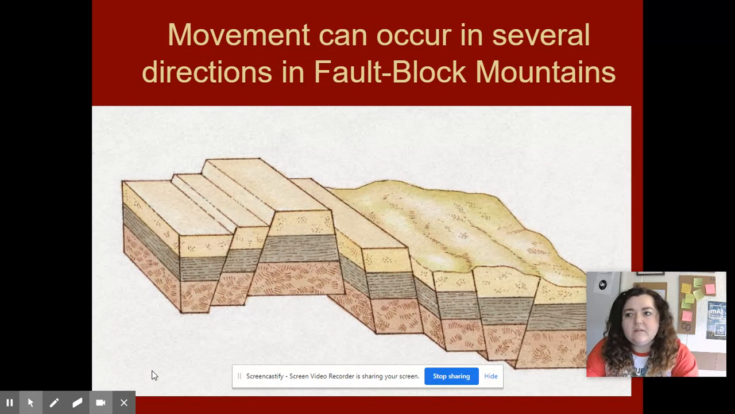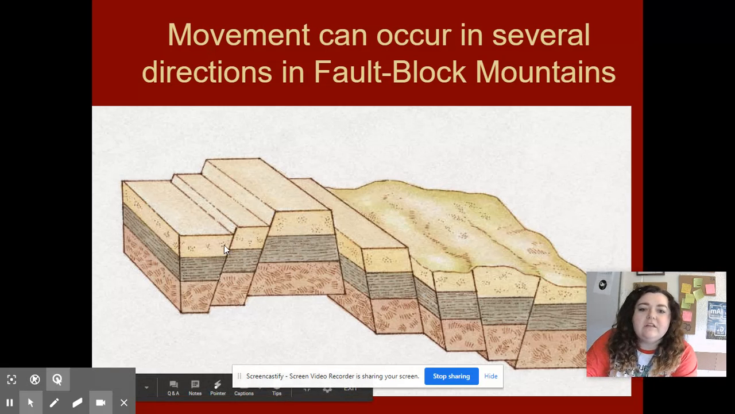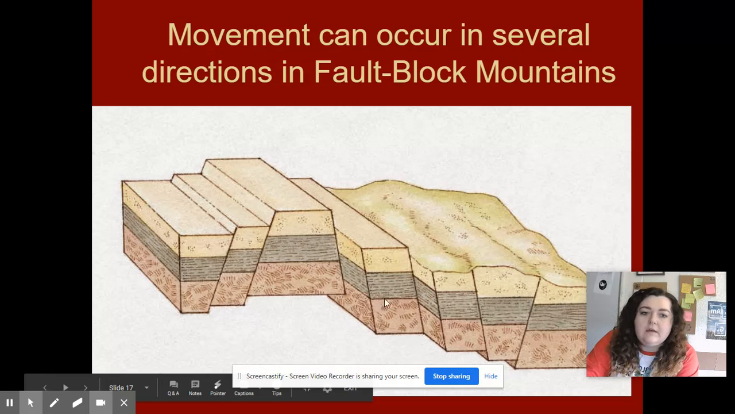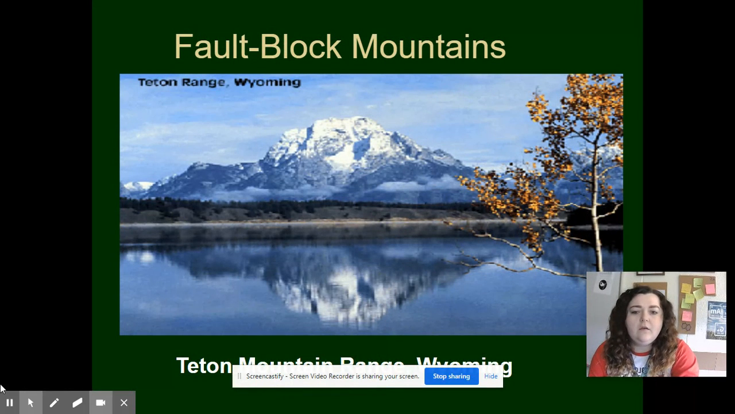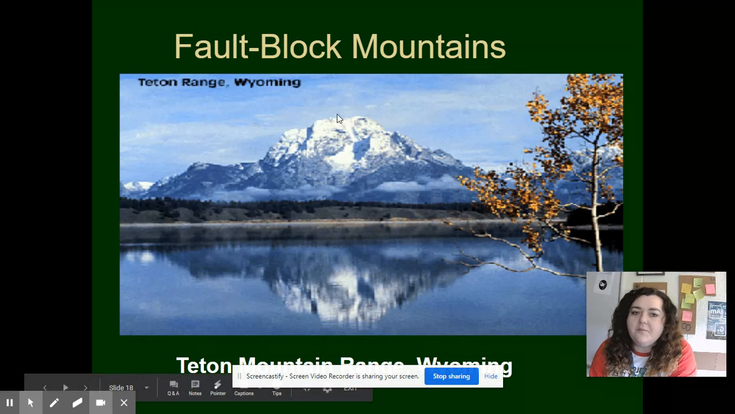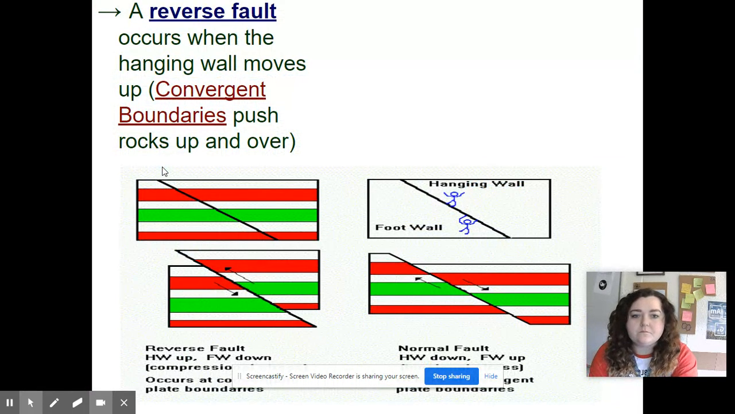So in fault block mountains, it's not just one-way movement. There are several different types of movements that can occur. As you can see in this picture, we've got an uplift here, but then we've got an uplift here, and this is going down, and it's different in each because all the fault blocks aren't equally distributed, and that's why we get the jaggedness. Another good example of fault block mountains is out in the Tetons, out in Wyoming. Again, they're very jagged, they're very blocky, they're very big. They're not as rounded or folded as we're used to seeing in the other two mountains.